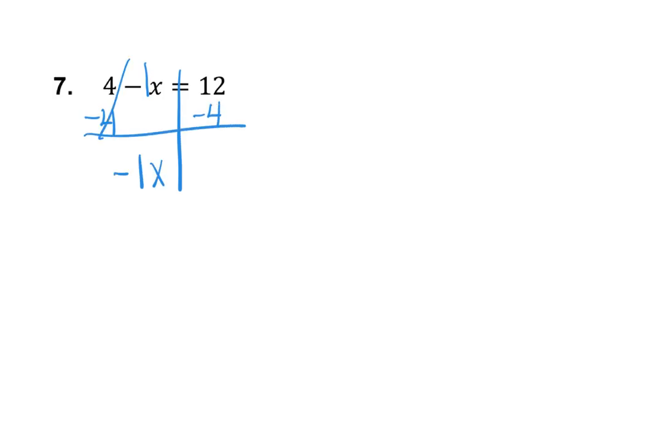So 12 minus 4 is 8. And so now what's that -1 doing to the variable? It's multiplying. And then to undo multiplication, we're going to divide. And x is going to be equal to -8.